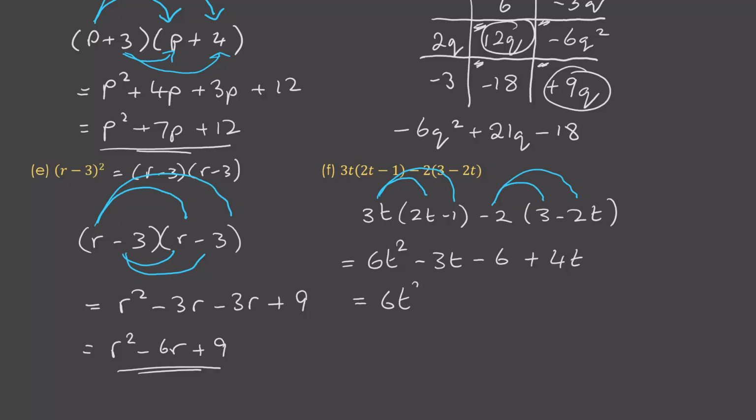So I've got 6t squared. I've got like terms here, remember. If I've got 4t take away 3t, that leaves me with just 1t, and then take away 6.